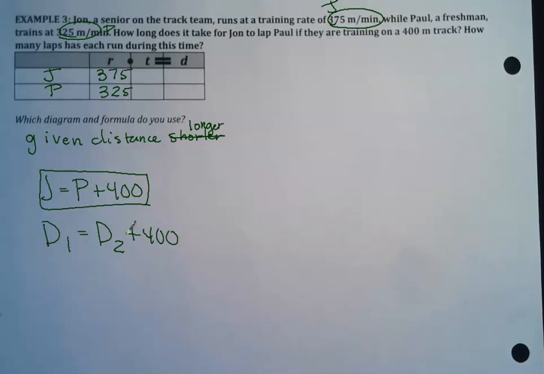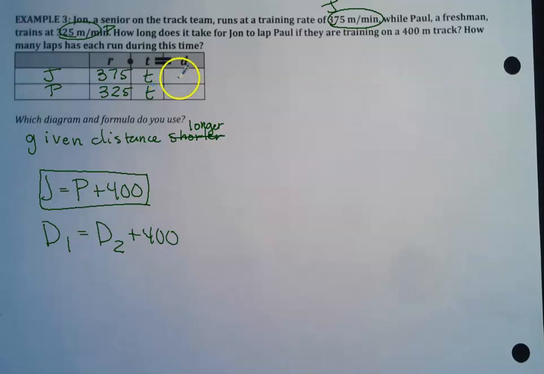So the whole point is that John, a senior on the track team, runs at 375. Paul runs at 325 meters per minute. How long does it take for John to lap Paul? If someone is lapping you, do you have to start the race at the same time or at a different time? The same time, right? That's the only way they can truly lap you. So the time that John ran and the time that Paul ran, is that the same or different? Same. Okay, so then we could say this is T and this is T.